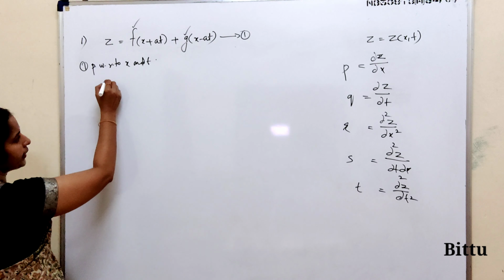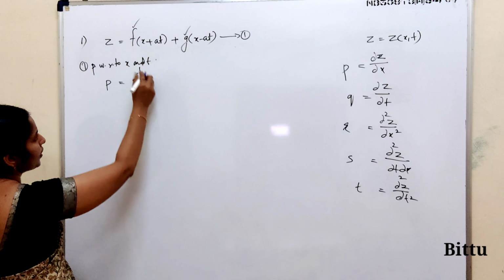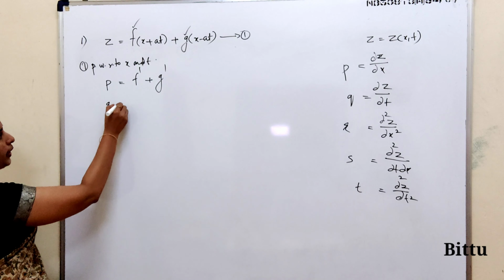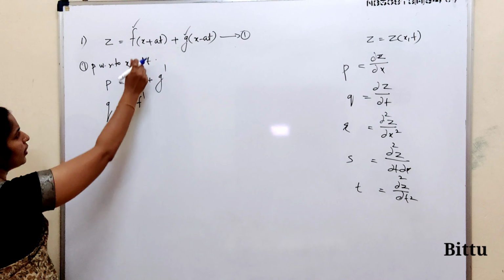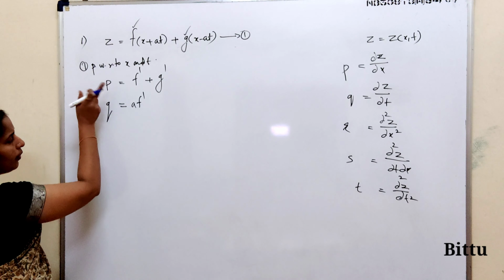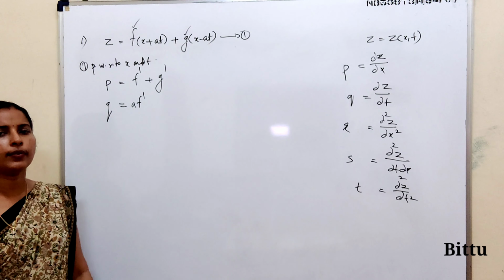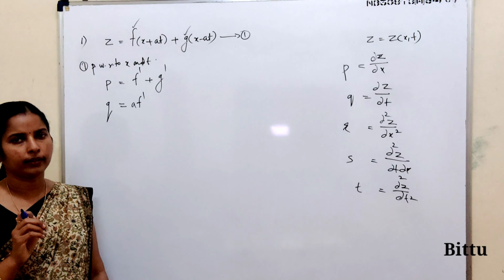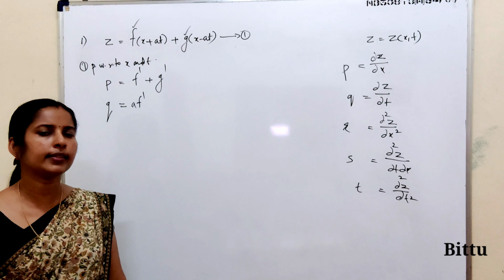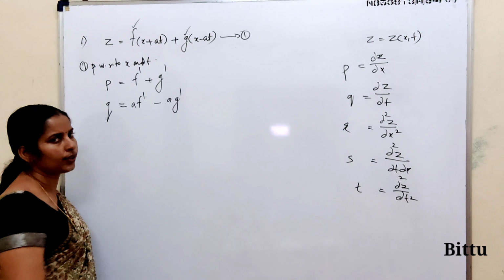So, dou z by dou x, that is p, is equal to, you differentiate partially with respect to x, f dash plus g dash. Next, you differentiate partially with respect to t, that is q is equal to f dash into derivative of x plus at, that is a. So, a into f dash. See, while evaluating p, here f dash into derivative of x plus at with respect to x, it is 1. So, you have to multiply by 1. So, there is no change. That's why it is f dash plus g dash. So, q is equal to a f dash minus a g dash.